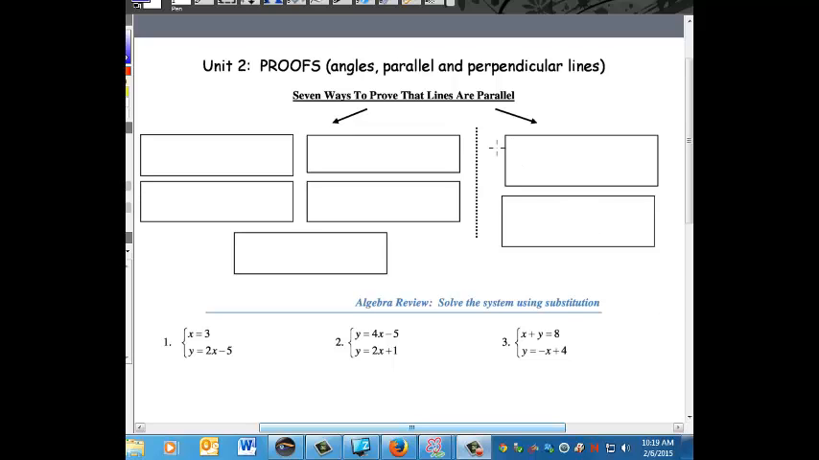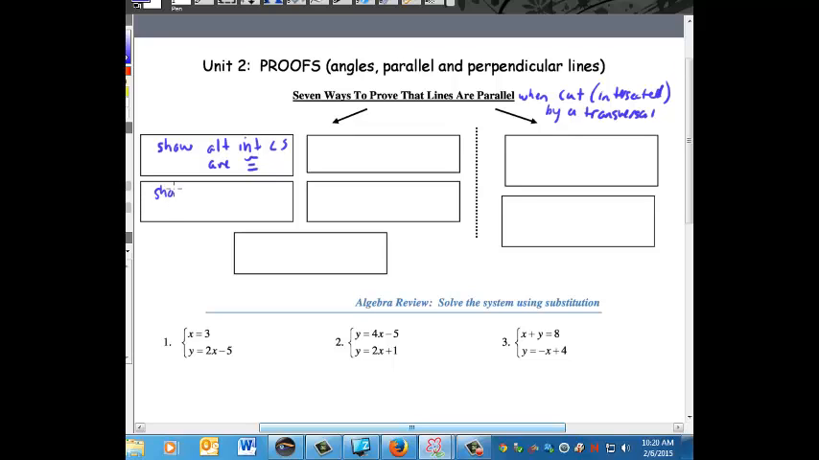We have 7 ways that we can prove that lines are parallel. One way is to show that alternate interior angles are congruent. And let's get more specific up here, because this is actually 7 ways to prove that lines are parallel when cut, and remember cut means intersected by a transversal. So if we have a line that intersects 2 other lines and the alternate interior angles are congruent, then 2 of those lines are parallel.